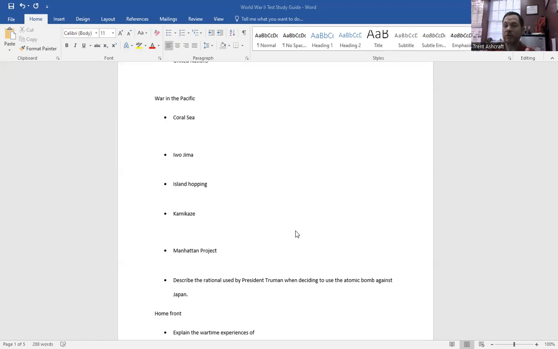Ultimately, the way we're going to get to Japan, which is our ultimate goal, to defeat the Japanese, is through island hopping, one by one by one, going from one small island to another small island, so that we can build airstrips and get closer and closer and closer in order to eventually be able to maybe launch an invasion, but certainly bomb the main Japanese islands.